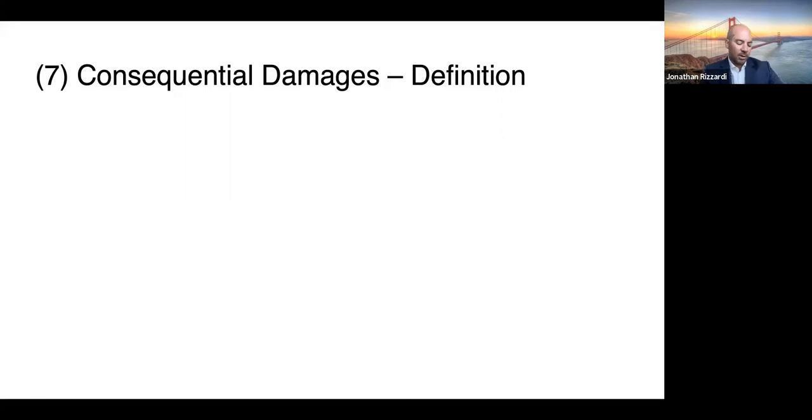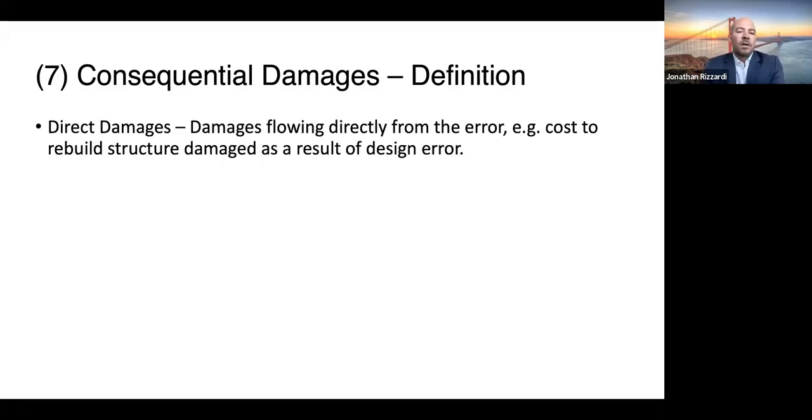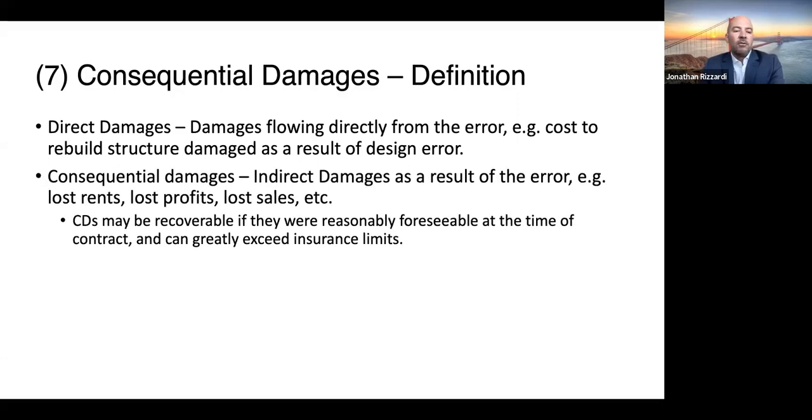So consequential damages, and this may be the last one I can get to. Got a little bit of a time limit here, but this is related to limitation of liability, so maybe it's a good stopping point. Consequential damages, what are they? First of all, you've got direct damages. Damages flowing directly from an error caused by an architect. For example, a cost to rebuild a structure that's damaged as a result of a design error.